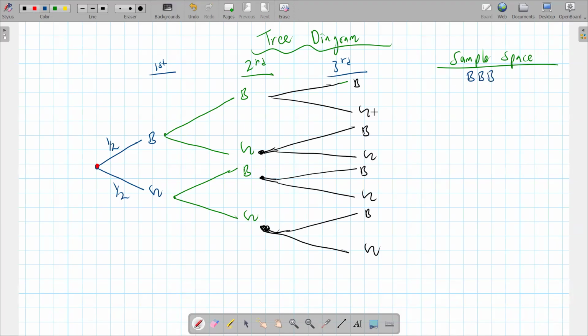BBB. What's your second one? So go up, go up. We already went up, right? So we no longer need to go all the way to the top, and we come down. See that? Up, up, down. So that's going to be BBG.